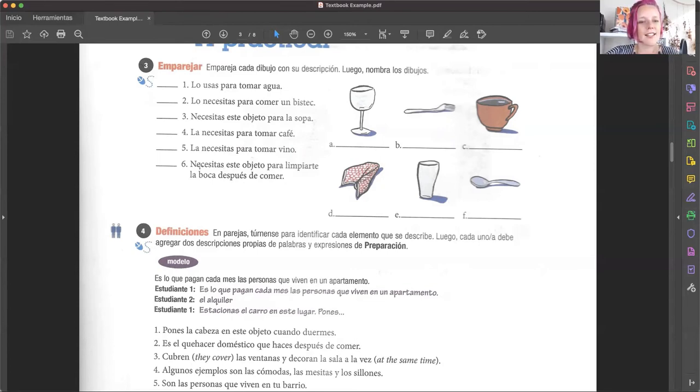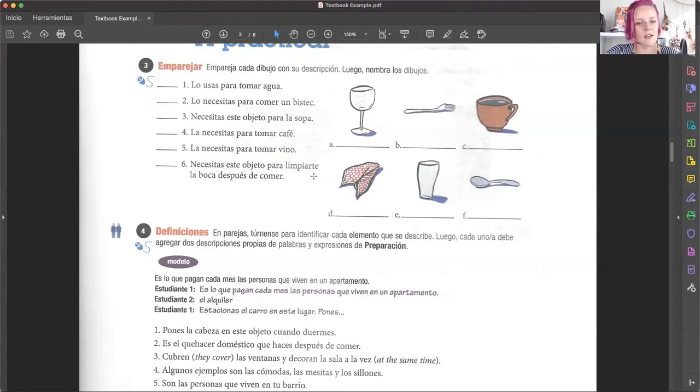So this, like, necesitas este objeto para limpiarte la boca después de comer. This is beautiful. Number 6, you need this to clean your mouth after eating. This is a hard sentence for level 3 students. Okay, you got the word este in here, which I don't know about you, but used to always throw me for a loop because I never knew which one it was. And then you got limpiarte la boca.